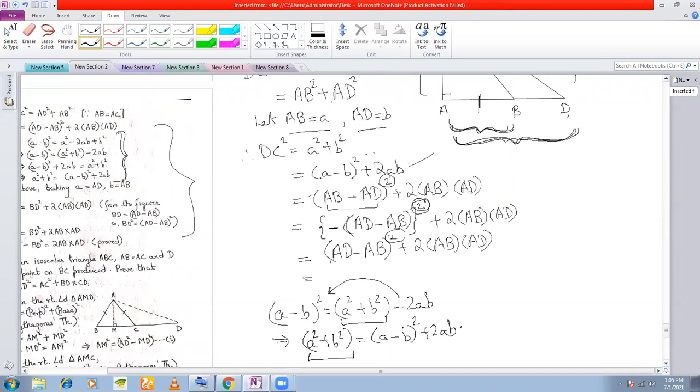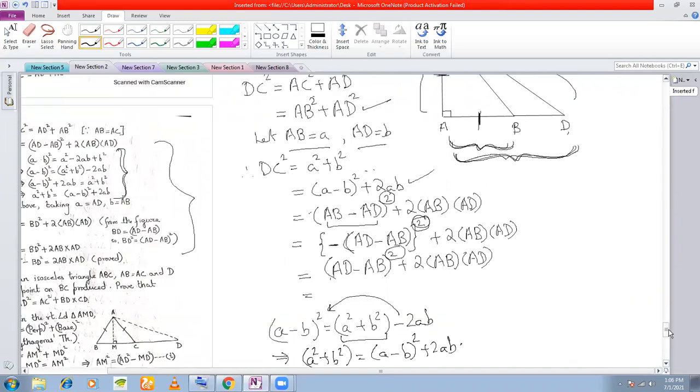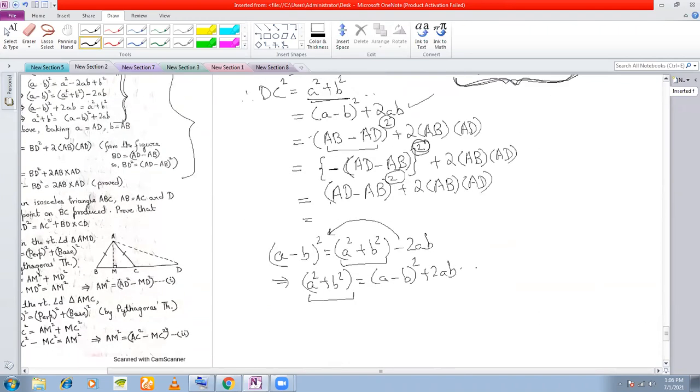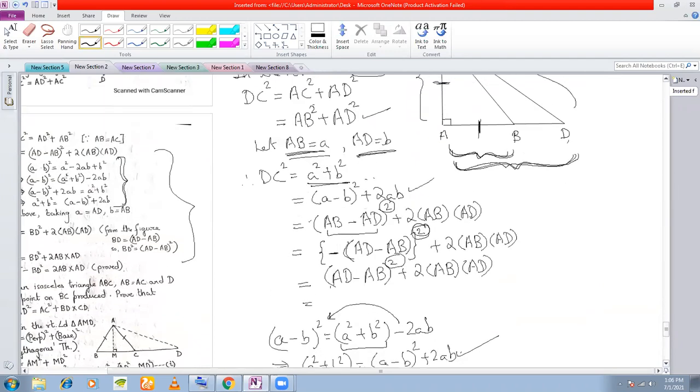Now, so I found out the value of A square plus B square. That is what I've done. And now this is of the form A square plus B square, AB square plus AD square. That is why I've taken AB as A and AD as B. So this becomes A square plus B square. And what is A square plus B square from here? A minus B whole square plus 2AB. Now I've put back the value of A. What is the value of A? AB. So I've put AB here. What is the value of B? AD. So I've put the value of D here, right?